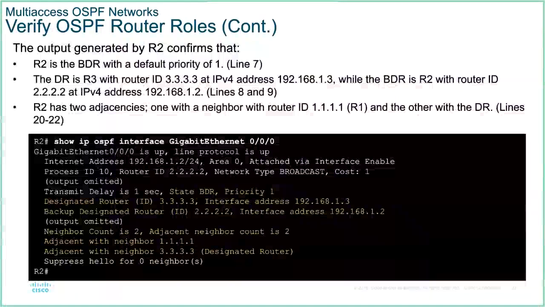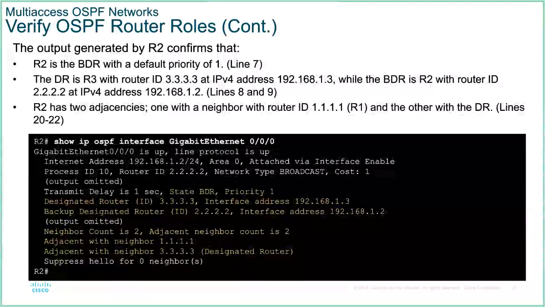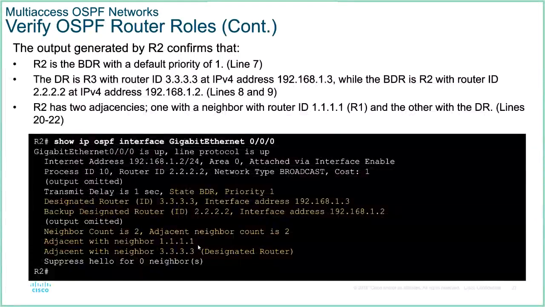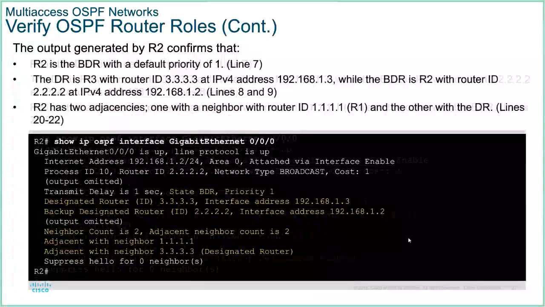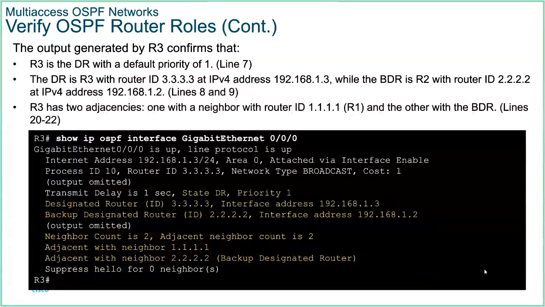And if you go to router 2, you'll see a slightly different output. In here, we can see that router 2 is a BDR, and its adjacencies are router 1 and router 3. Router 3 is the designated router. And if we look at router 3, it states it's the designated router, and then it has adjacencies with 1 and 2.